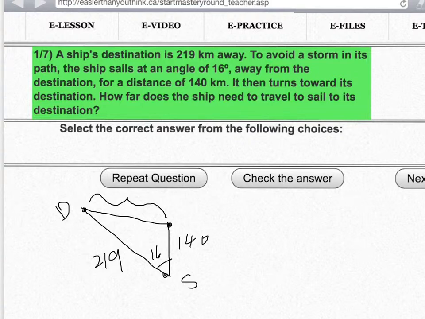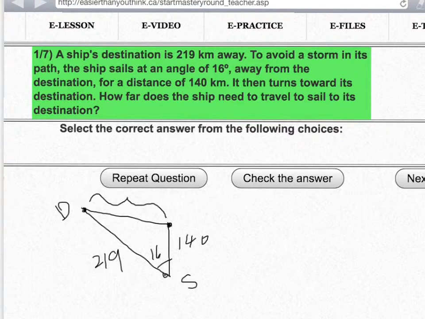I can't use it because I don't have the opposites for the question. I have two sides and the angle between them. So I can't use sine law. Okay? So the only thing I can use is cosine law. Okay, so go ahead and use cosine law and find the distance.